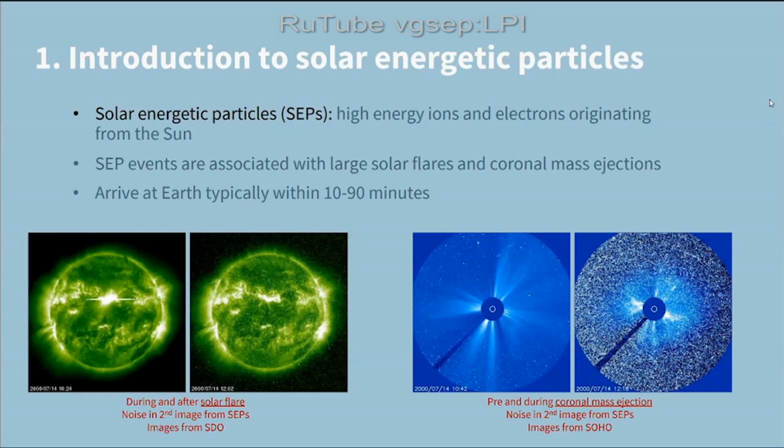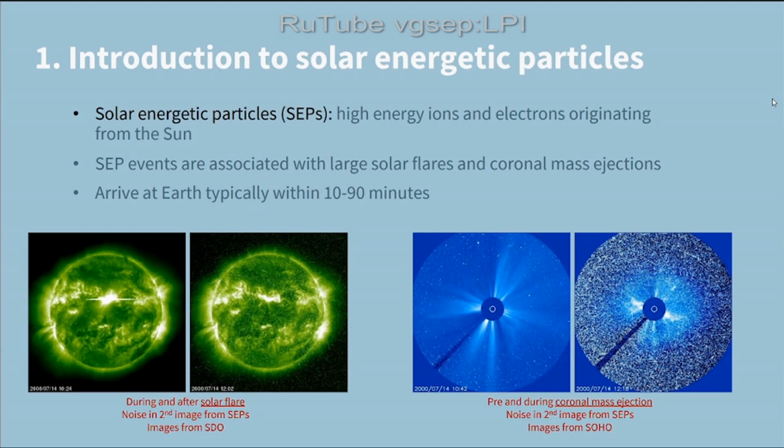So SEPs, or solar energetic particles, are high-energy ions and electrons that originate from the sun. They are typically associated with large solar flares and coronal mass ejections. Just to try to give an impression of that in these images. On the left here we have a solar flare. You can see this bright thing in the center. And then shortly after, I don't know if you'll be able to see at the back, but there's some particle noise on the image from the solar energetic particles. Similarly, on the right here, we have a coronal mass ejection in the quiet state, and then during the coronal mass ejection, you get this large amount of particle noise from the solar energetic particles.